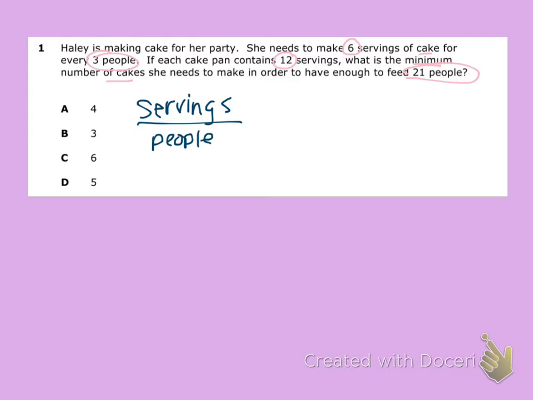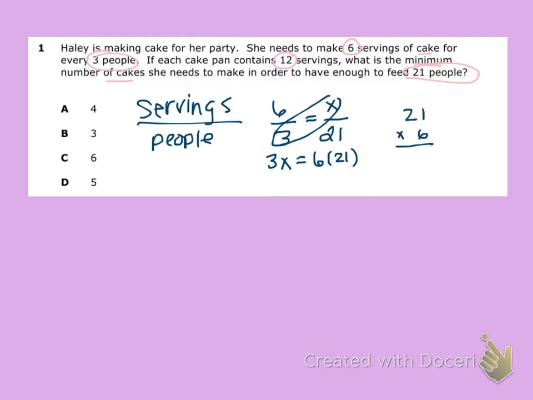it tells us that there are 6 servings per every 3 people. Okay, and we want to know how many servings 21 people would need. So 21 would go on the bottom and servings would go on the top. Okay, so if we cross multiply here, 3x equals 6 times 21. See, 21 times 6. 6 times 1 is 6, and 6 times 2 is 12. So we would have 3x equals 126.